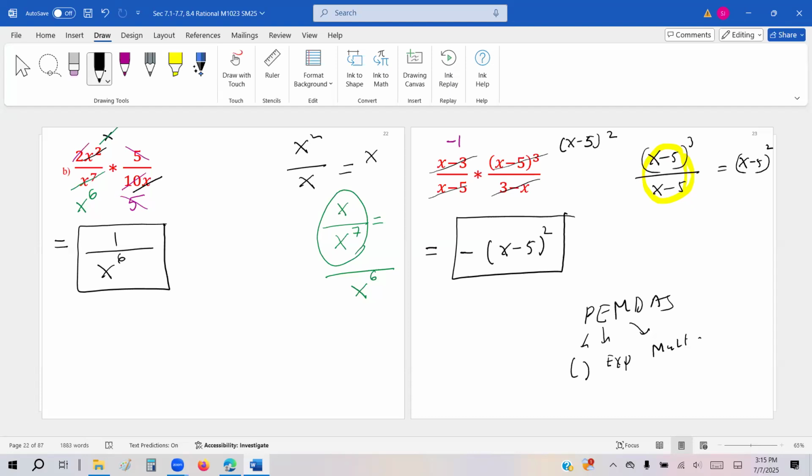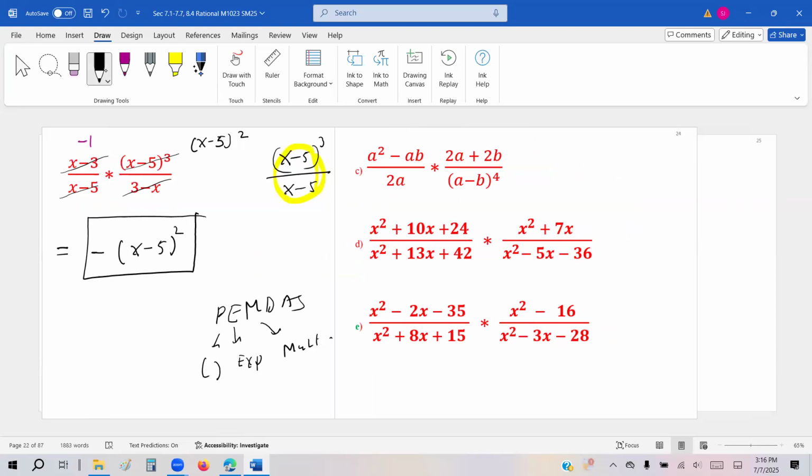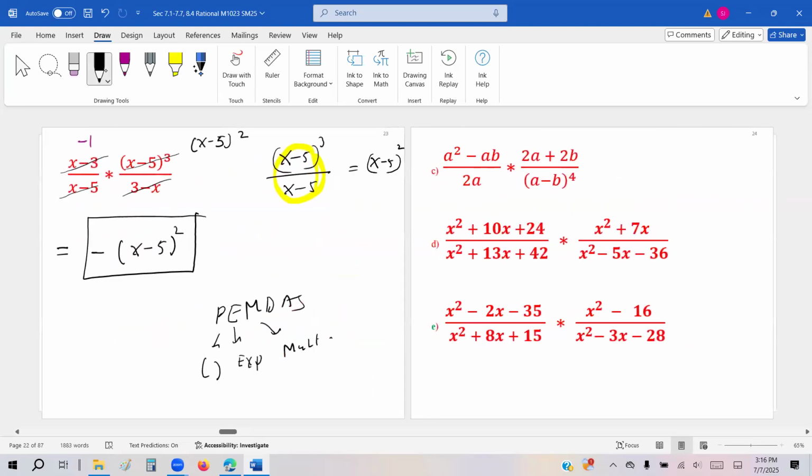So how do you feel about cancellation? They're fun, right? Negative x minus 5 squared. They're fun, right? Really? Why not? Try this thing. Try them for, let's say, 5 minutes. And then we'll do them together. Once we're done with this, we're done with 7.2.